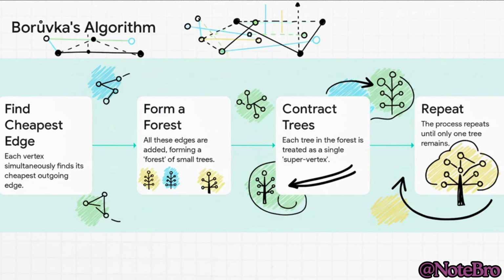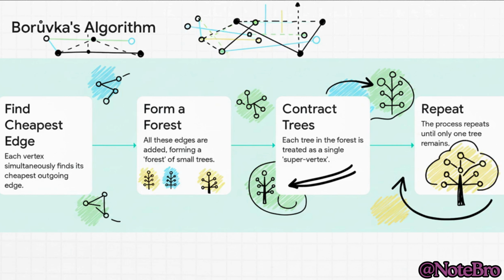And finally, there's Borůvka's algorithm. It's actually the oldest of the three, and it's built for parallel processing. This one is wild. In the very first step, every single vertex, all at the same time, finds its own personal cheapest edge and connects to it. Boom! Instantly, you have a forest of tiny little trees all over your map.